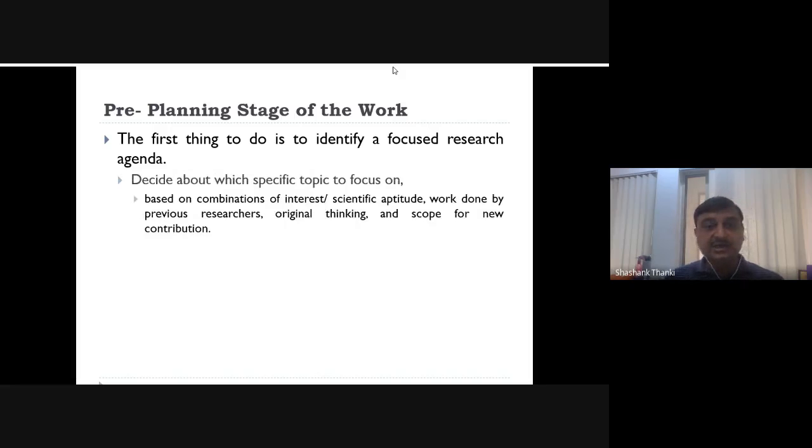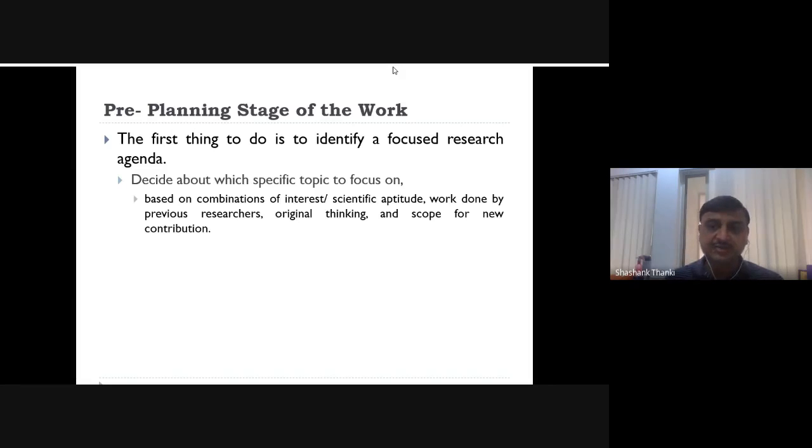So when we say decide which specific topic to focus on based on the combination of your own interest, yes, that is very important. Your own interest, your capabilities. See, sometimes that particular research area might be now exhausted with primary research work. Now they might be looking at work related to some mathematical modeling, but are you capable of developing such a mathematical model? Do you have those capabilities? So all these things will come into the picture.